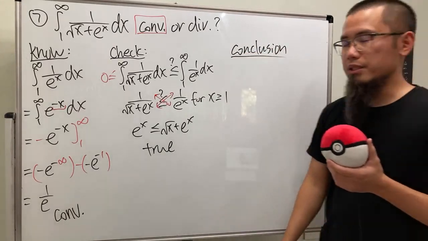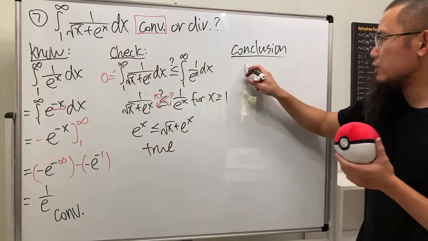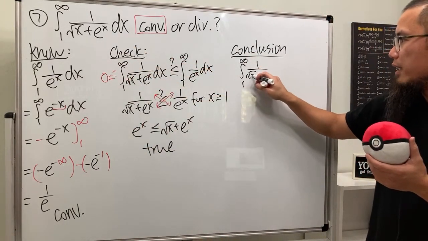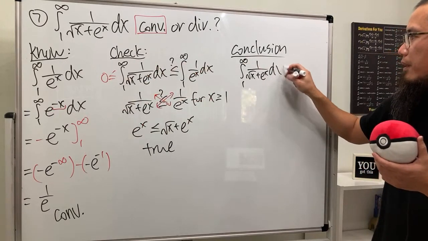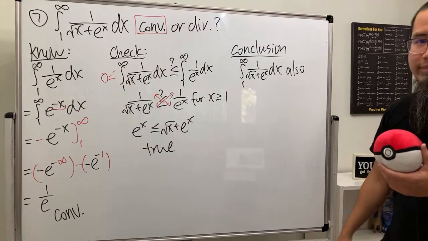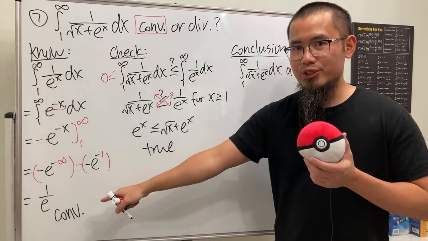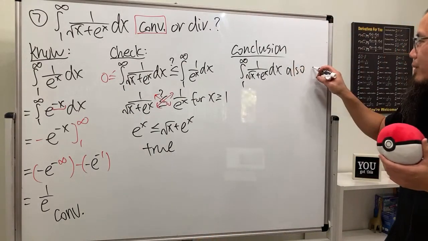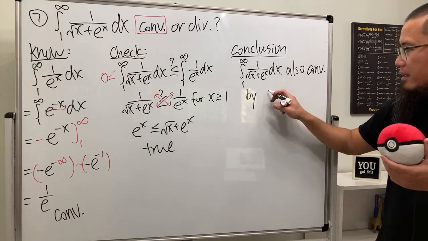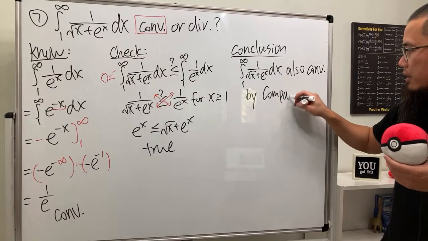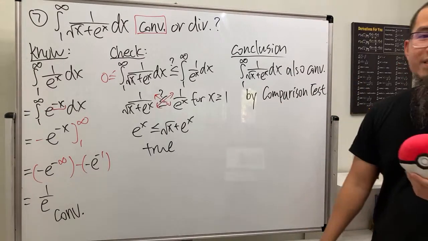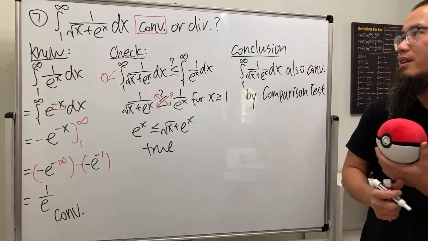And for the conclusion instead, we'll just restate that, right? Just write it down again. The integral going from 1 to infinity, 1 over square root of x plus e to the x. We will say this right here, let's use the word also, also converge. Yeah, also converge, by the comparison test. And we are done. So that's how you work out a comparison test question.